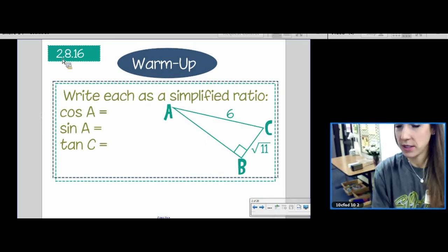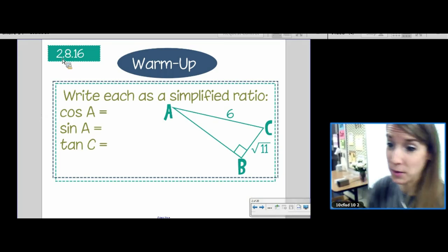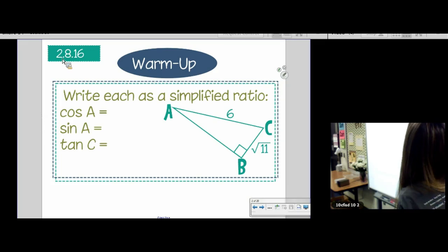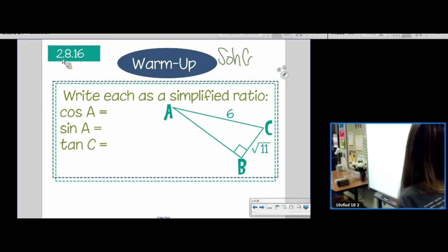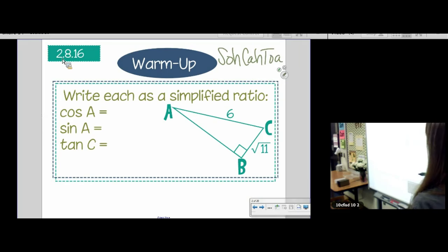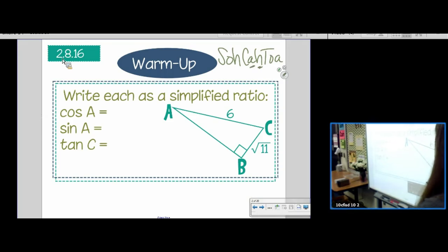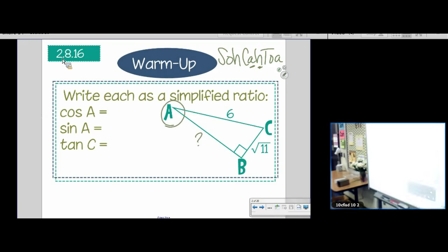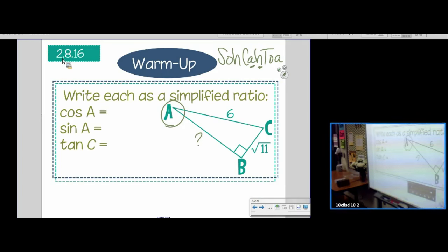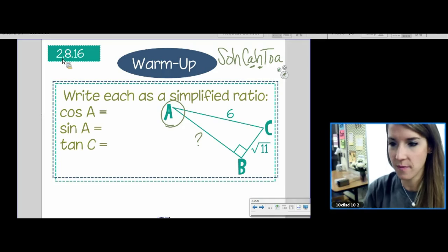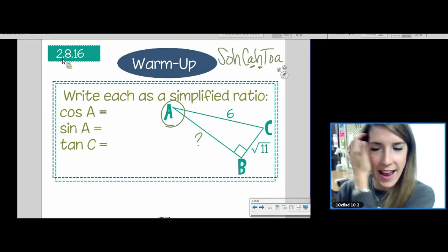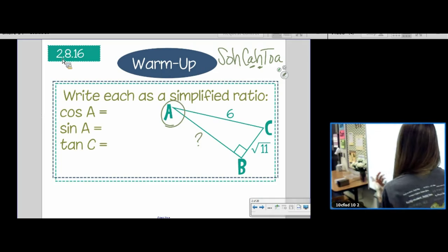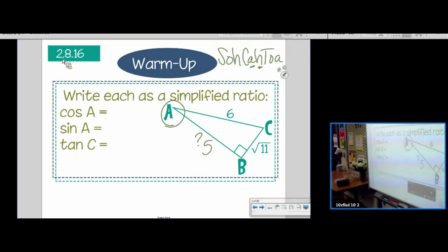All right, the first one, cosine of A. Now, to find the cosine of A, to find that ratio, we need adjacent over hypotenuse. So we want the side adjacent to A, we don't know it yet, over 6. Did anyone find the missing side using somebody's theorem? It was a beautiful number, right? 6 squared minus square root of 11 squared is 25. The square root of 25 is 5. Hallelujah for pretty side lengths.